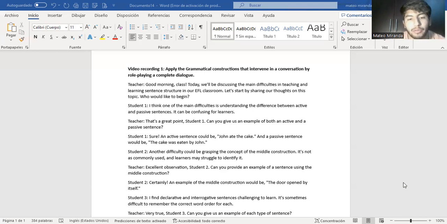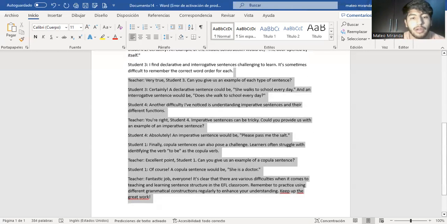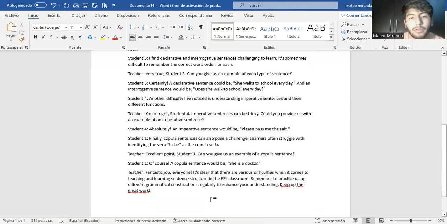Teacher: Excellent observation, student two. Can you provide an example of a sentence using the middle construction? Student two: Certainly. An example of the middle construction would be "The door opened by itself." Student three: I found declarative and interrogative sentences challenging to learn. It's sometimes difficult to remember the correct word order for each. Teacher: Very true.